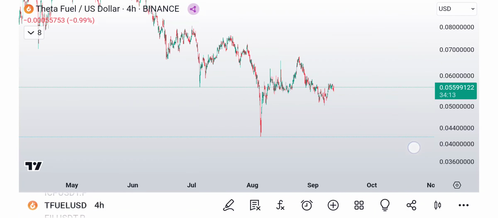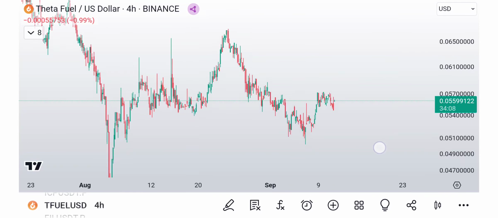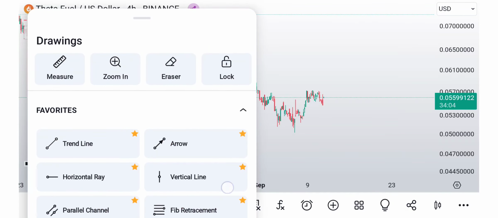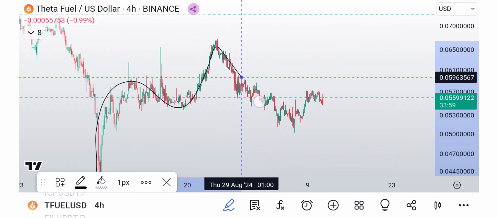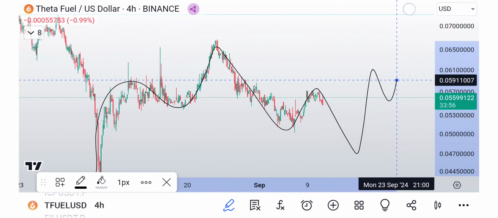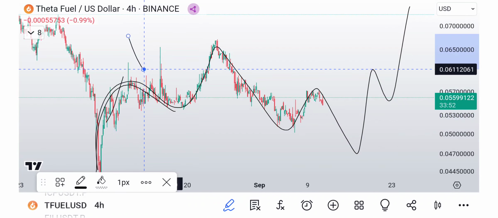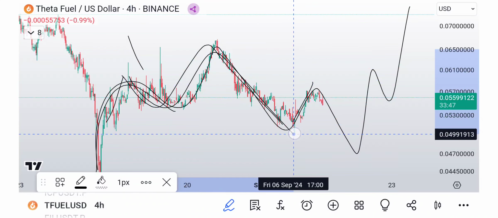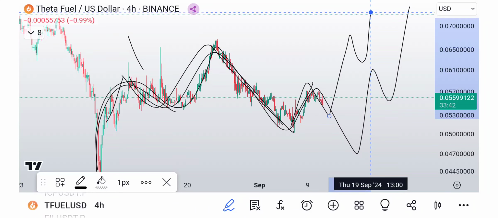Theta Fuel, and really all the coins that look like this, it really comes down to two things. Is this 3, and now is this 3, and then we're going to get 3 later, or is this 1 and this is a 2, and now this is an ABC pullback, and now we have a 1, a 2, and now we're going to continue going higher, right? So that's kind of what I'm thinking for Theta Fuel.